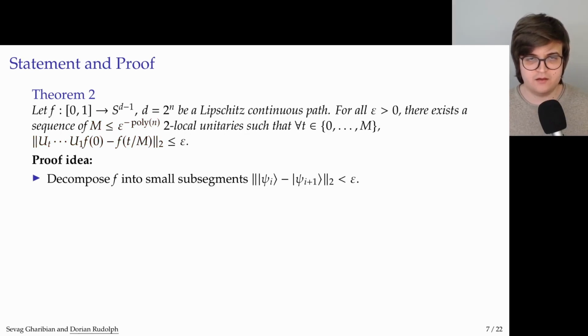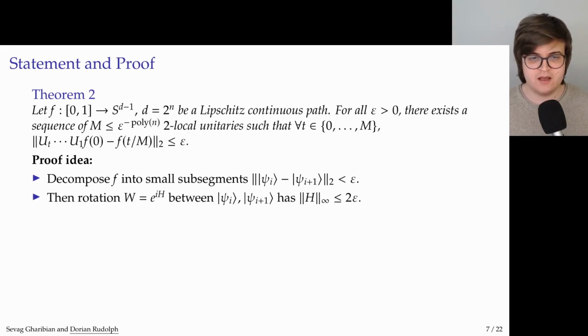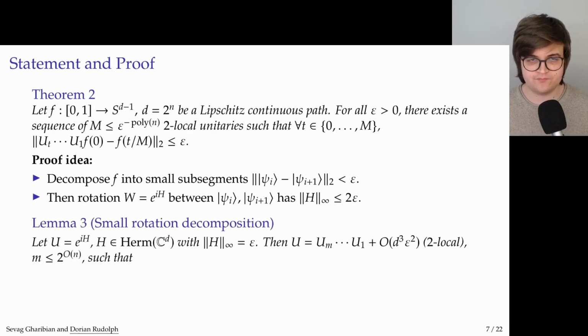The idea is now to decompose f into epsilon-length subsegments psi_i to psi_{i+1}. Then the rotation between psi_i and psi_{i+1} can be written as W equals e to the iH, where H has spectral norm of at most 2 epsilon. The next lemma allows us to decompose such small rotations approximately into exponentially many two-local gates, such that we can bound the sum of distances from identity of gates by epsilon to the 1 over 2n.